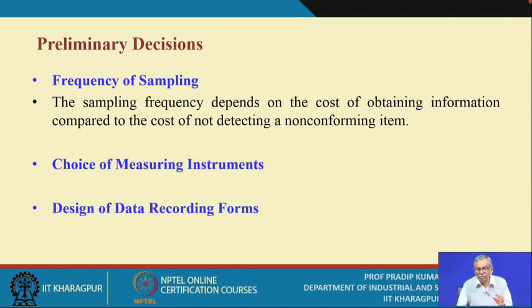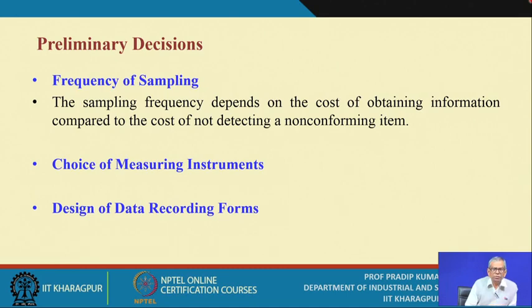Is it okay? That means there is a cost for collecting the information. There is also a cost if you do not collect this information. So, obviously, we are assuming that the cost of non-detecting a non-conforming item is significantly more than the cost of obtaining information. Getting my point? So, this is the condition you have in your process, and that is why you feel like collecting data. Is it clear? So, this is a very important point I have highlighted.